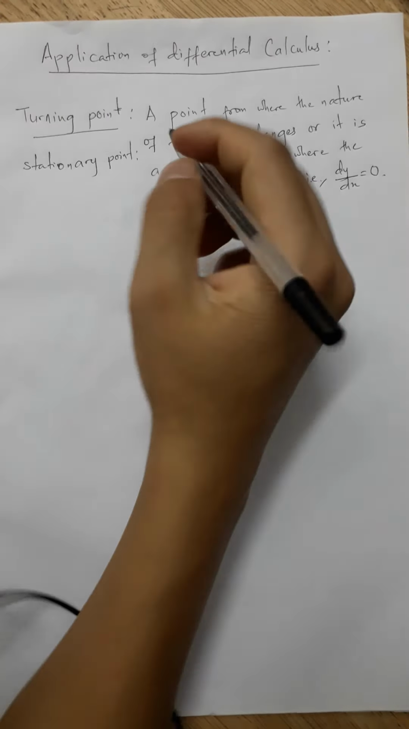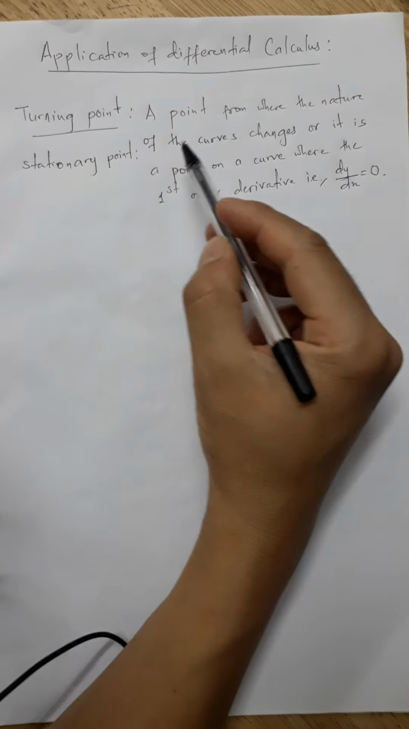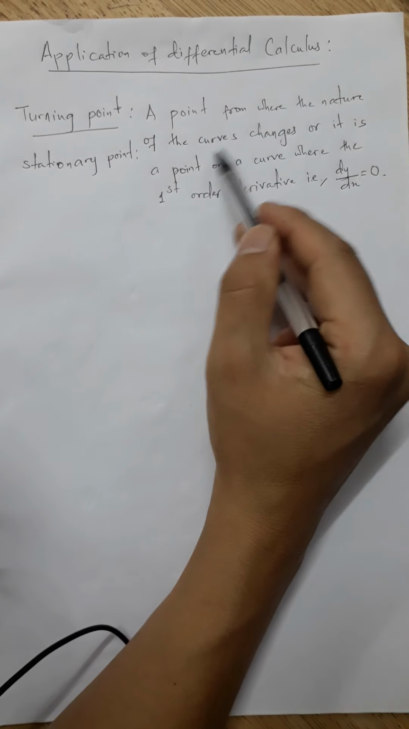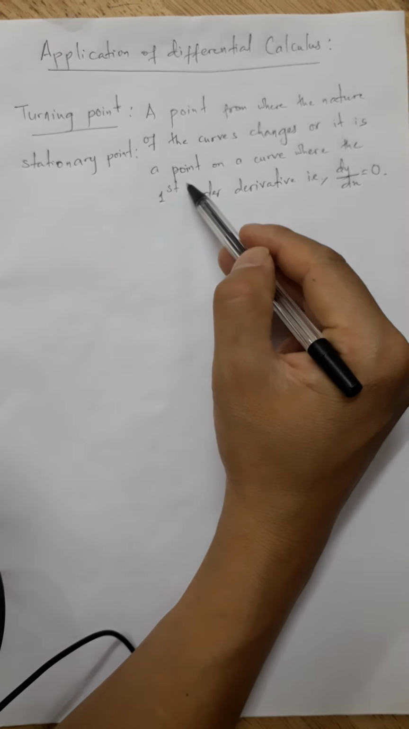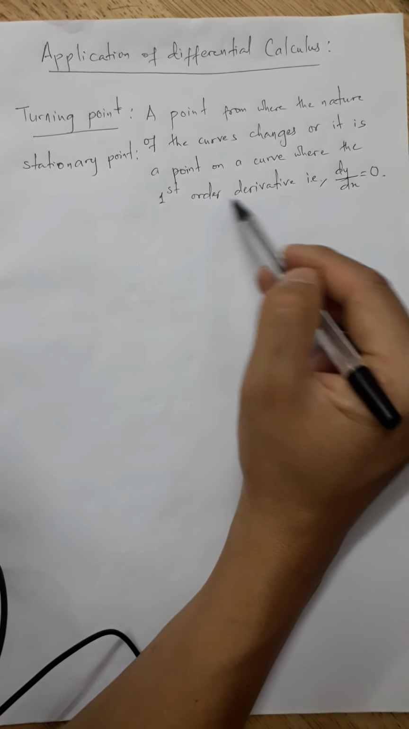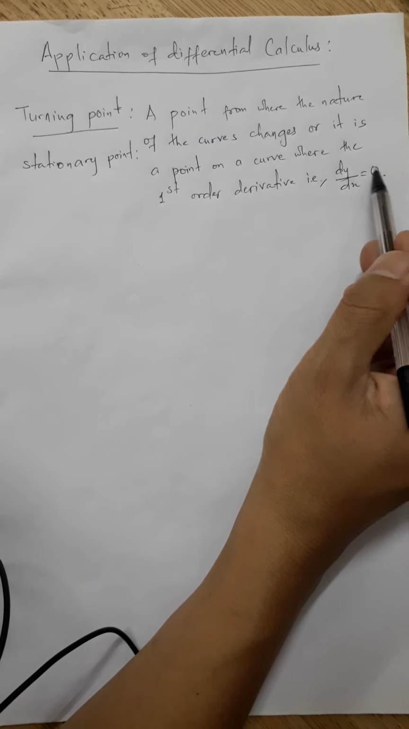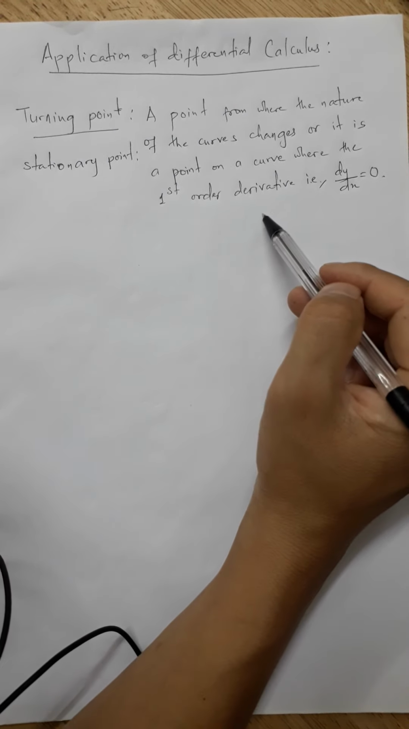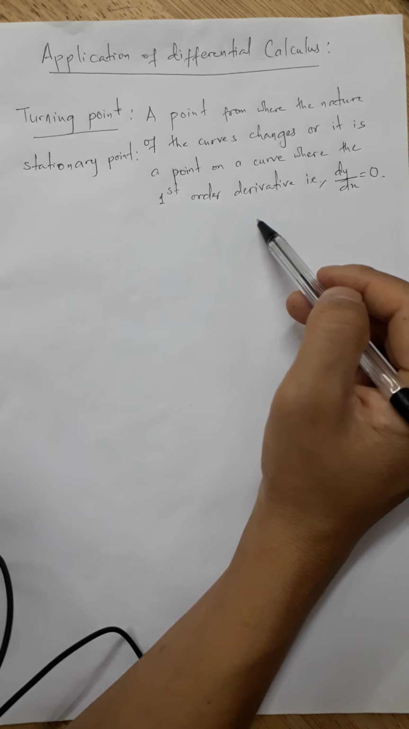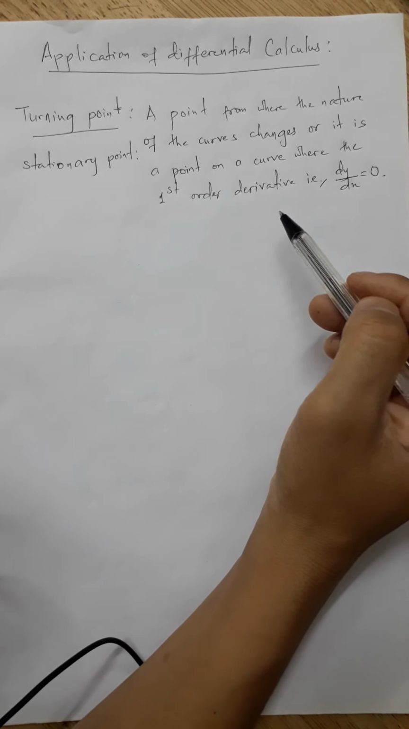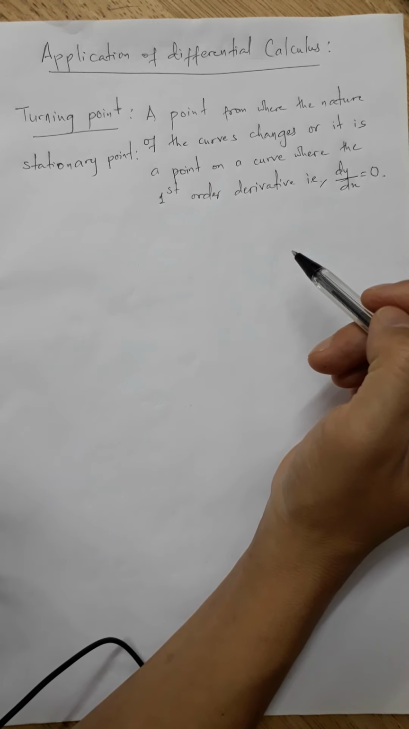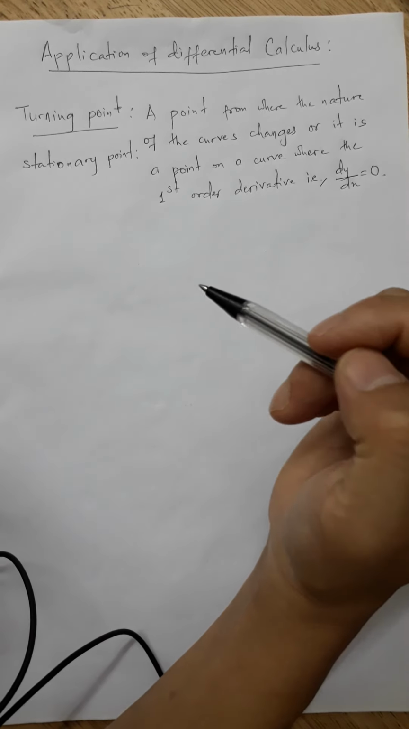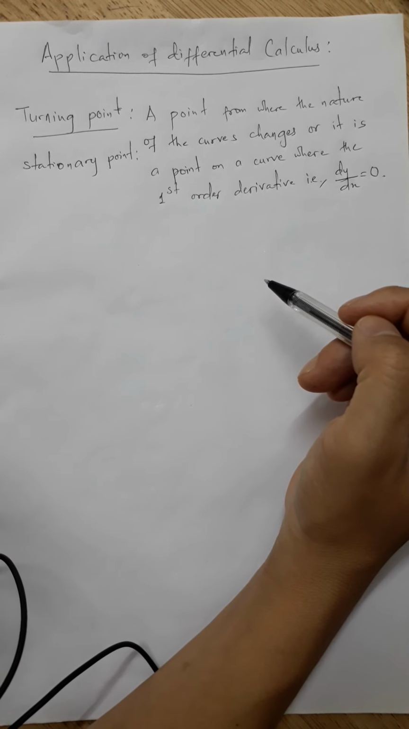Now, how do we define a turning point? A turning point can be defined as a point from where the nature of the curve changes, or it is a point on a curve where the first order derivative is equal to 0. So this is how we define a turning point. There are three turning points: maximum point, minimum point, and inflection point. So basically, what we're going to do is find these 3 points.